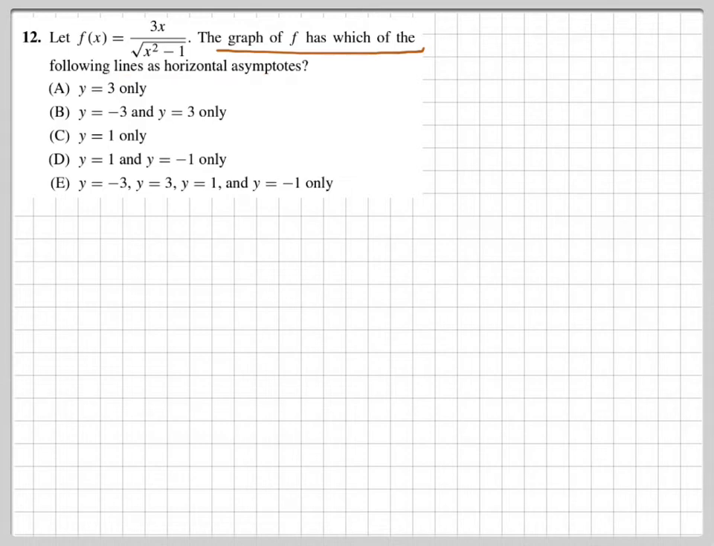Let f equal that, and it says the graph of f has which of the following lines as horizontal asymptotes? Ooh, that's a problem, because normally when we get these problems we can just use algebra and look at the degree of the numerator and the degree of the denominator. But we have a square root on the denominator that messes things up. So we have to go to our calculus way of finding a horizontal asymptote, and that's by taking the limit as x approaches infinity of the function.